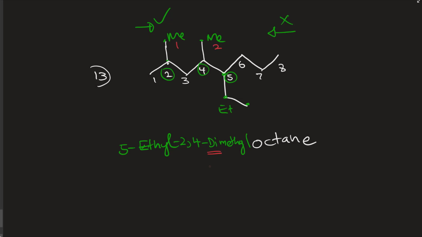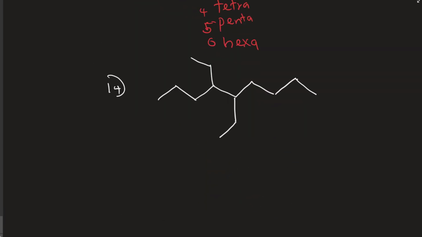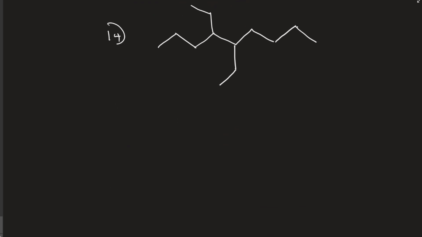So that's why 2,4-dimethyl. Now also just remember, if you have substituents, 3 is tri, 4 is tetra, 5 is penta, and 6 is hexa, and so on. You can go on, right? Those are the multipliers for substituents.